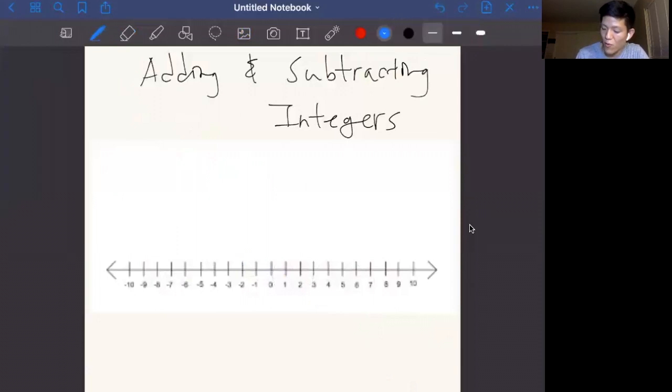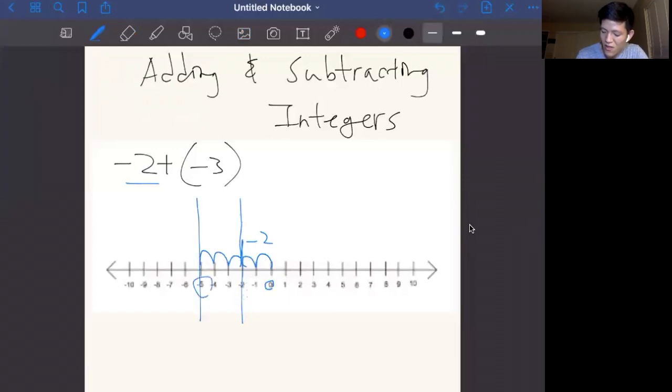Then let's take a look at one more example. If we have negative 2 plus negative 3, right? Well, how do we do this one? Again, from 0, we travel two spaces to the left because it's negative 2. We go 1, 2, that's negative 2. I'm just going to draw that line here, okay? And then we add negative 3. Since we are adding negative 3, we have to go to the left, right? We go 1, 2, 3, and we are at negative 5. Simple, yeah?